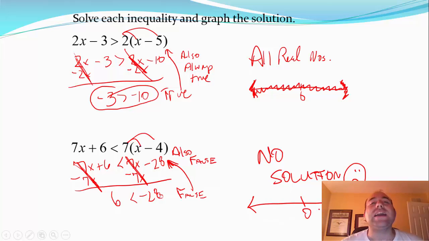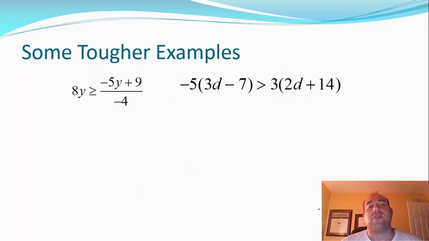Okay, so be mindful of that. Just like we were mindful of that with equations, where occasionally all the letters would cancel, and we had to ask ourselves if we had a true or false equation. Well, same thing can happen here. We can have a true or false inequality, and that corresponds with either all real numbers or no solution like it did with equations. Okay, let's just look at a couple tougher examples. Let's build this back up to where you were in Algebra 1.